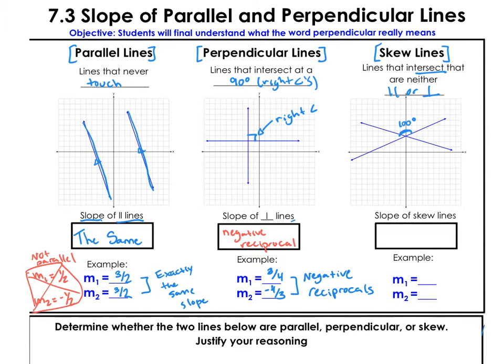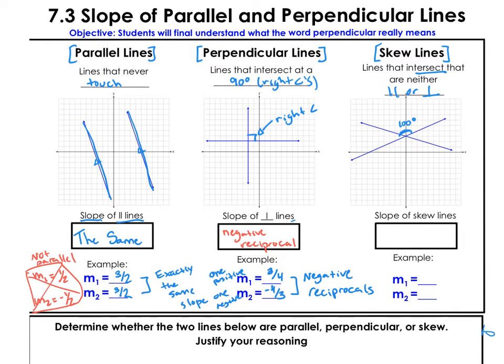All right? So it's flipped over. See how these are flipped over? One's positive, one's negative, and that's really important. One has to be positive, and one has to be negative. Okay? So that's what negative reciprocals are. One's positive, one's negative, and they are flipped over. That would give you perpendicular lines.